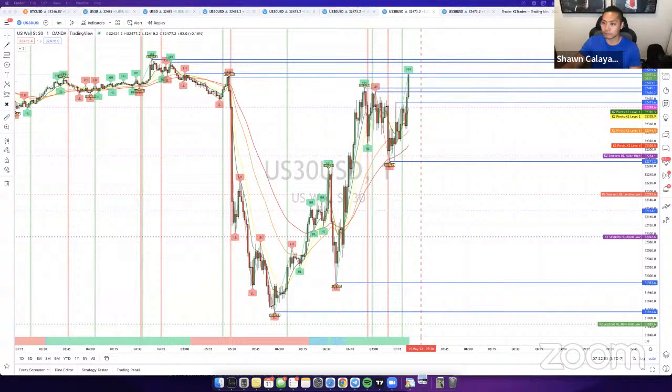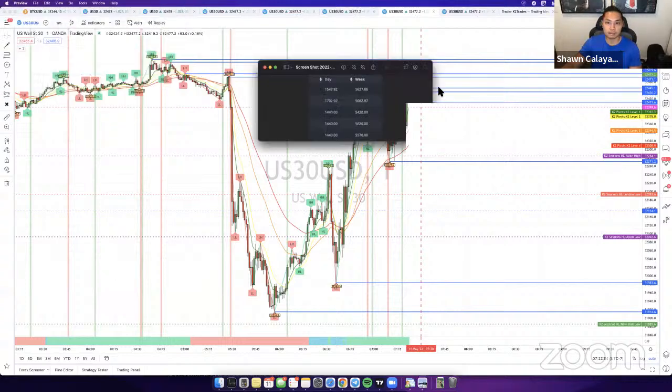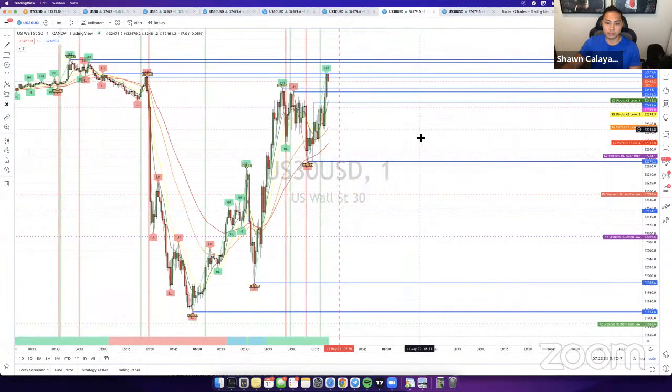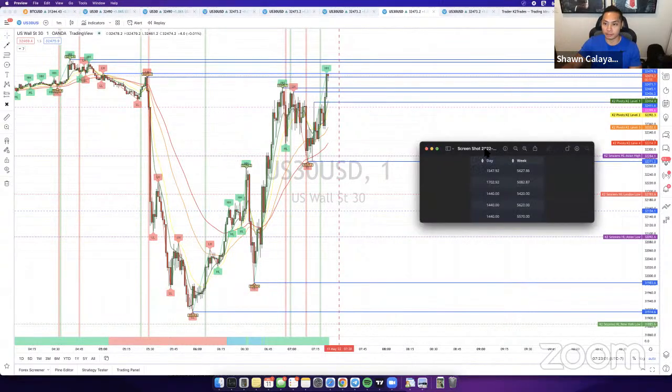I just always find it funny when people try to call out lot sizes, but if you're confident with the position, why wouldn't you go for a bigger lot size? It just doesn't make sense.